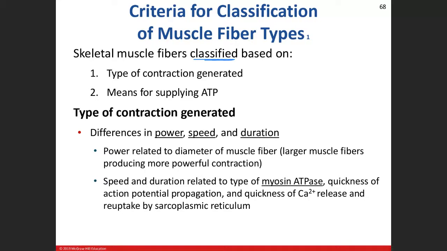One is the type of contraction. Is it quick? Is it slow? Okay, fast twitch, slow twitch. The second is how we're able to supply ATP to the muscle fiber.